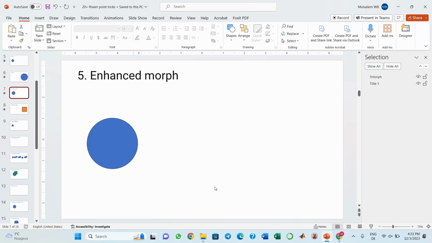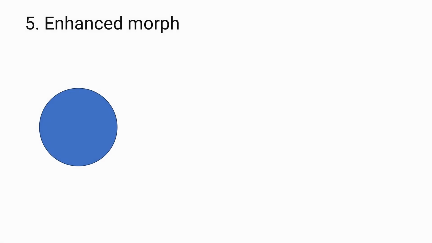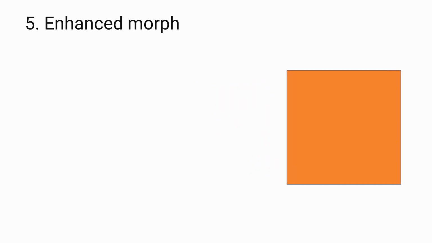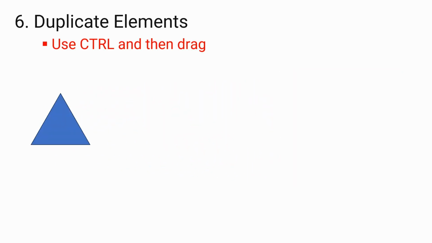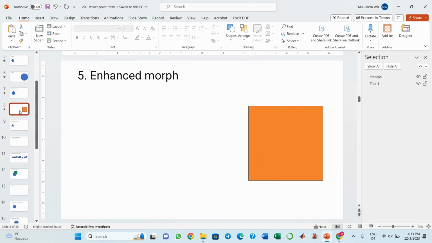So let's see now. Click on the presentation mode. I have the circle now. Click here, then it morphs to the rectangle. As you see here, we have just morphed from rectangle to circle or from circle to rectangle. Okay, this is the 5th point.